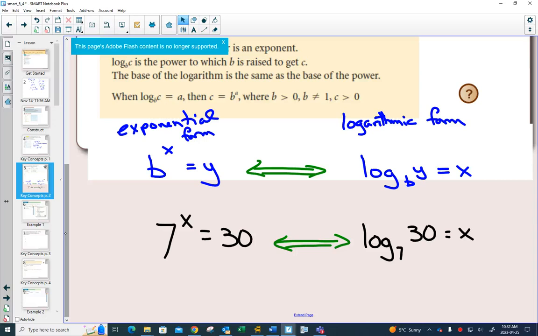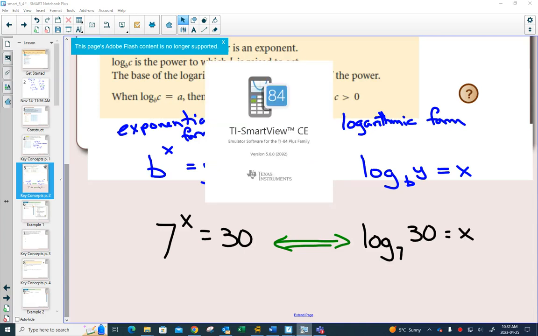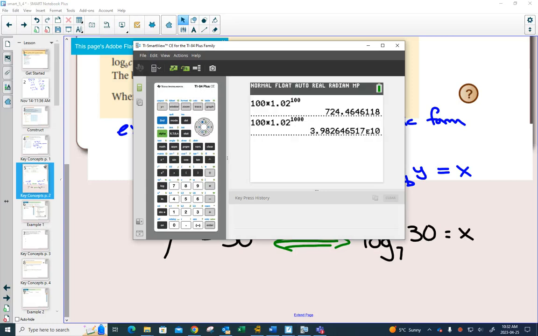And if you can type that into your calculator, then you can solve it. But we're also going to find out that not all calculators let you type in any number here. Some do, some don't. For example, I'll pull up my calculator, which does allow me to type in log base 7 of 30, but some calculators don't. So we have to learn some additional rules for logarithms to help us figure that out.